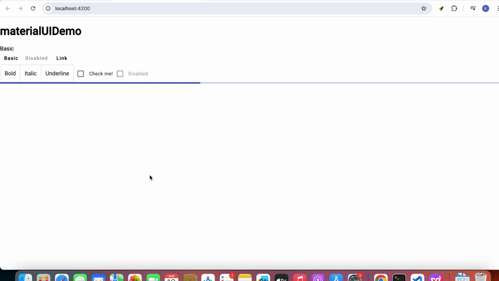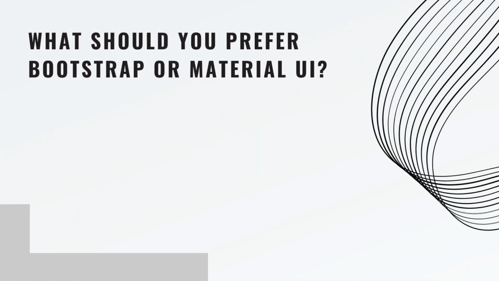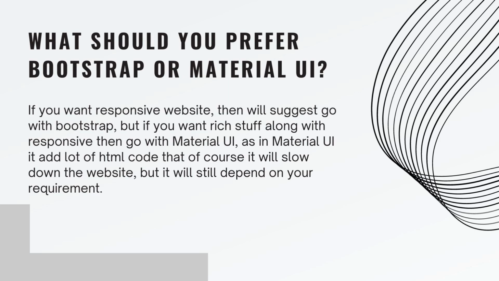Now, one question that could come up in an interview is whether we should go with Bootstrap or Material UI. A prospective employer could ask you this question. I suggest that for a responsive website, if you don't want the rich stuff, you should go with Bootstrap, because Bootstrap is lightweight and Material UI is heavy and rich. You can see here how many things it is trying to import. If you inspect these things, you can see the number of div files and other stuff that is generated.